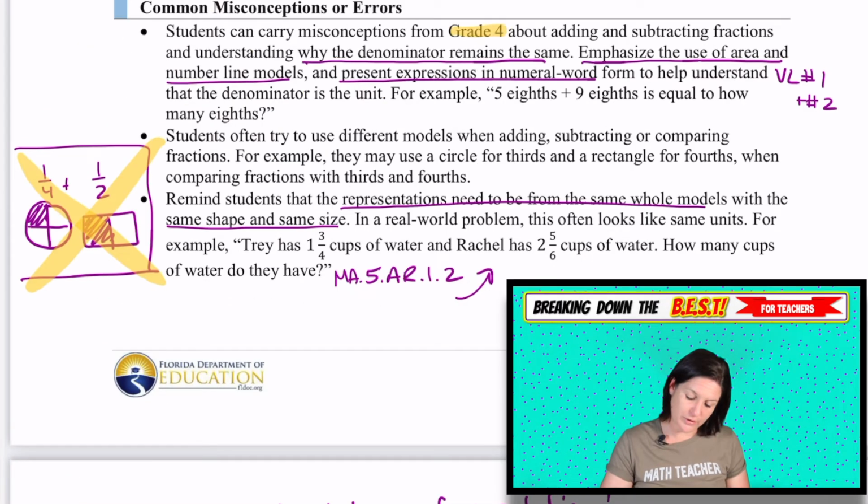Now remember that in 4th grade, the denominator stayed the same, right? We were adding and subtracting fractions with the same denominator. So we need to emphasize the use of area and number line models, which we do in Taking on the Best, and also present expressions in numeral word form, which we do in video lesson 1 and number 2. Numeral word form is like this: 5/8 and 9/8. That's how you would write it.